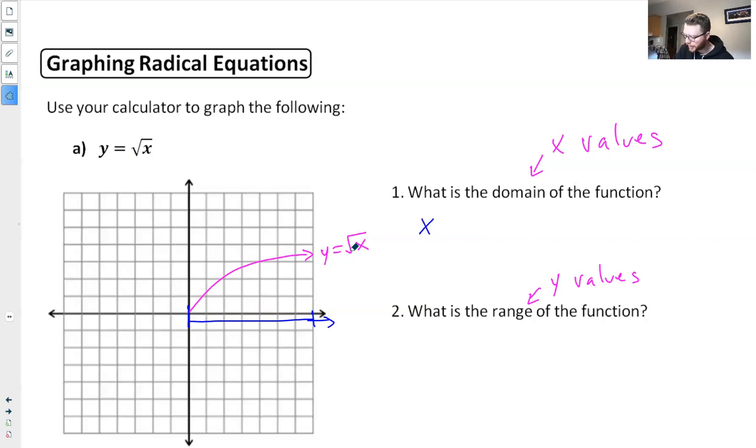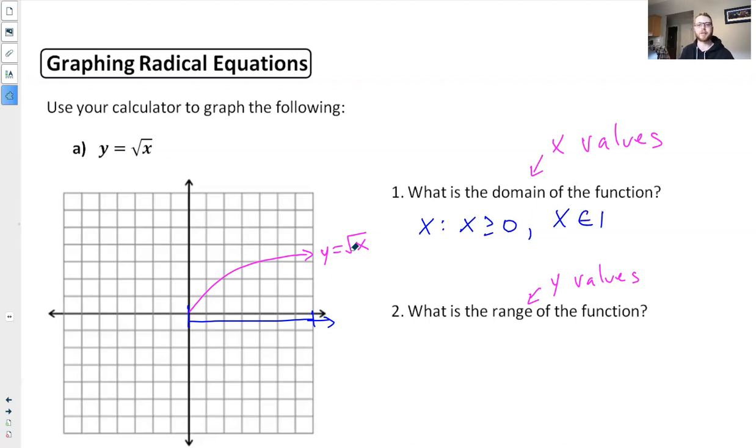where does this graph exist? Well, it exists when x is greater than or equal to 0. And this is where x belongs to the set of real numbers, x ∈ R. X belongs to a set of real numbers. So that is our domain: x is greater than or equal to 0.